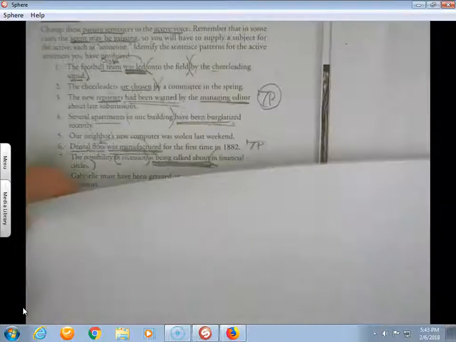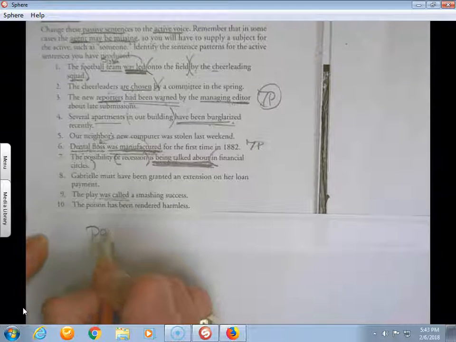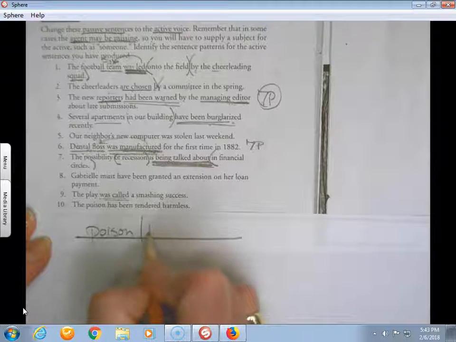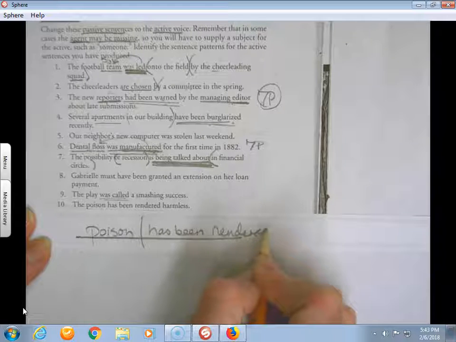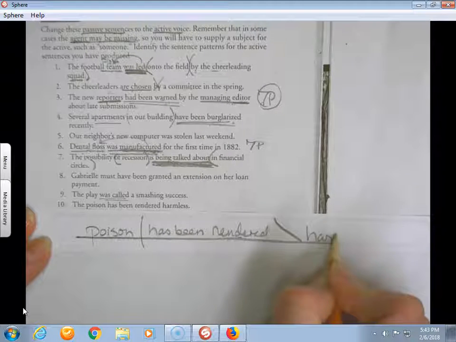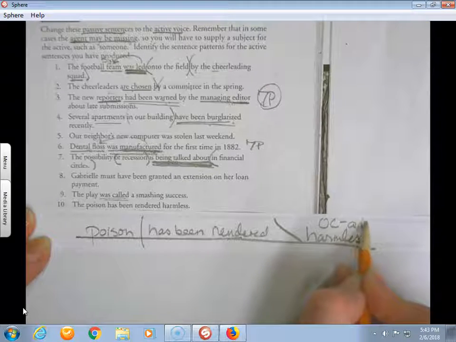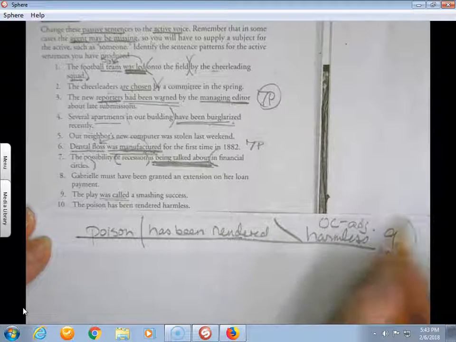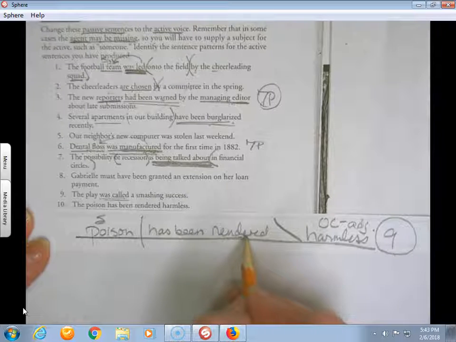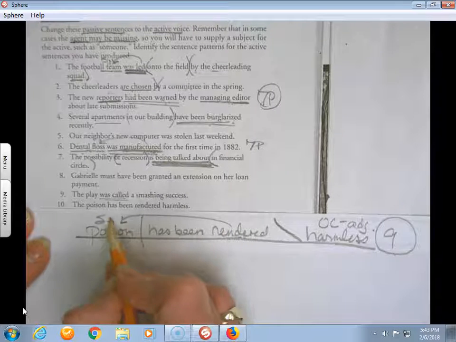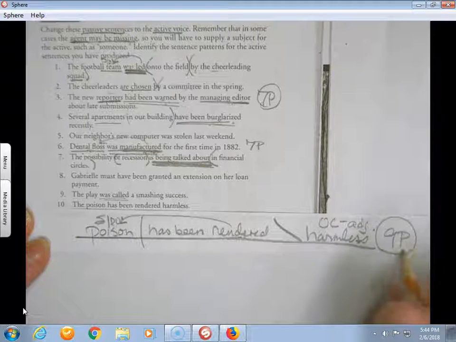All right, number 10, the poison has been rendered harmless. Poison has been rendered to be harmless. All right, so that's an object complement adjective. That means this is a pattern 9. But is it active or passive? Well, here's our subject. What got rendered? Ah, the poison got rendered. So it is both the subject and the direct object. That makes this a 9P.